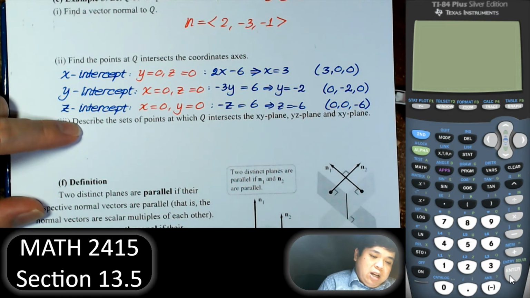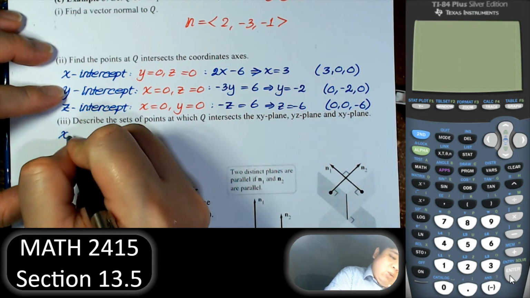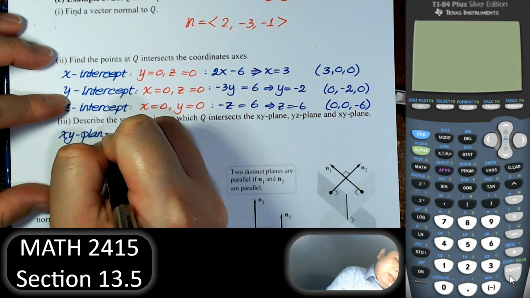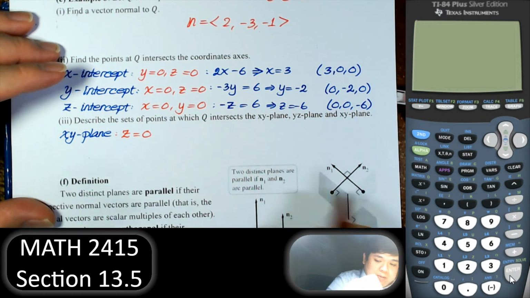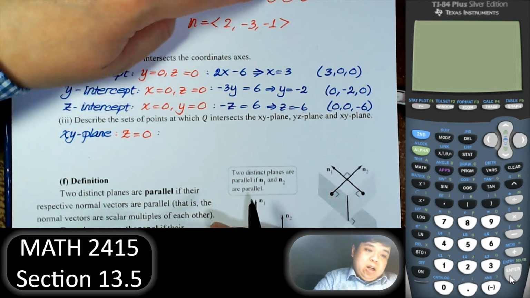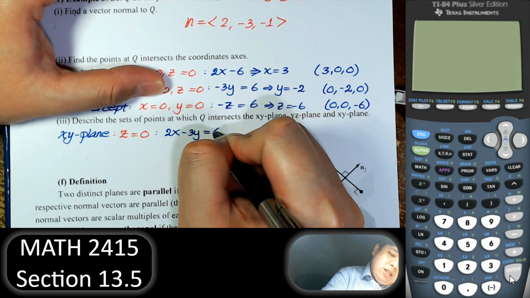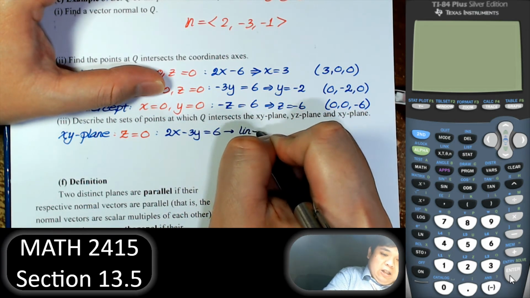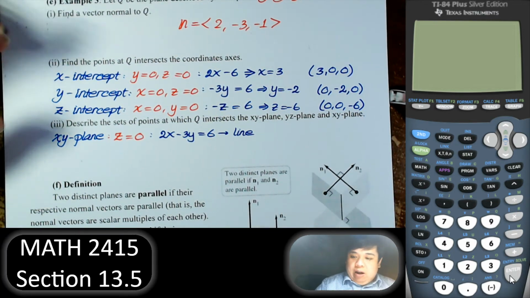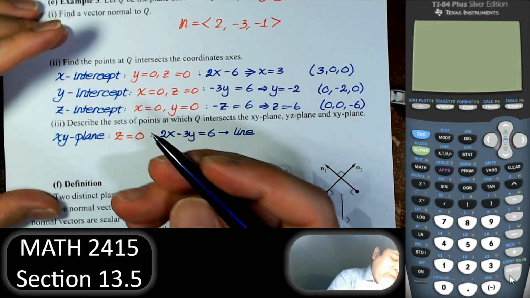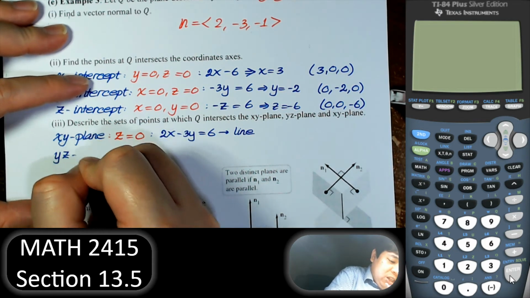Now, describe the set of points at which Q intersects with the xy plane. On the xy plane, for the intersection, the other variable equals 0. So we have z equal to 0. We have 2x minus 3y equal to 6, which is a line. Makes sense, right? Let me just write everything down, then I will draw it later.